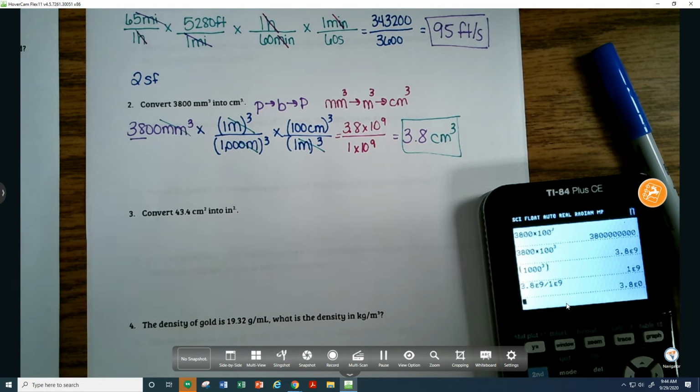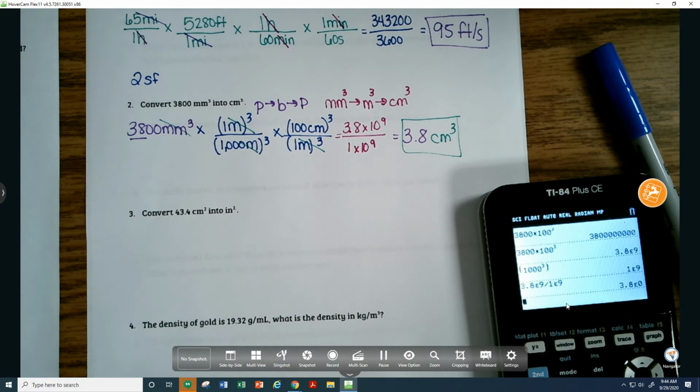So I would recommend take a second, pause the video, and see if you can try to figure out number 3, and then unpause the video and see how it goes.